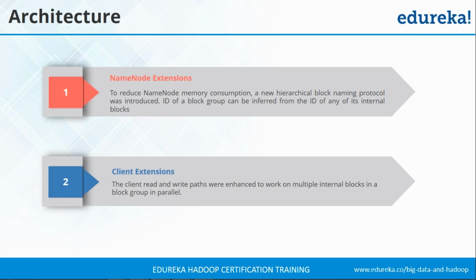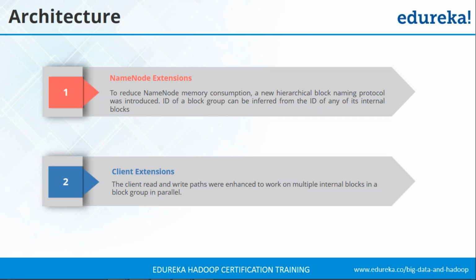So in order to reduce the Namenode memory consumption from these additional blocks, a new hierarchical block naming protocol was introduced. The ID of a block group can be inferred from the ID of any of its internal blocks. So basically the block group ID, or you can say the block pool ID, will be there in the Namenode, and using that you can figure out which data block is stored in which particular block group. And this allows management at the level of block group rather than the blocks.